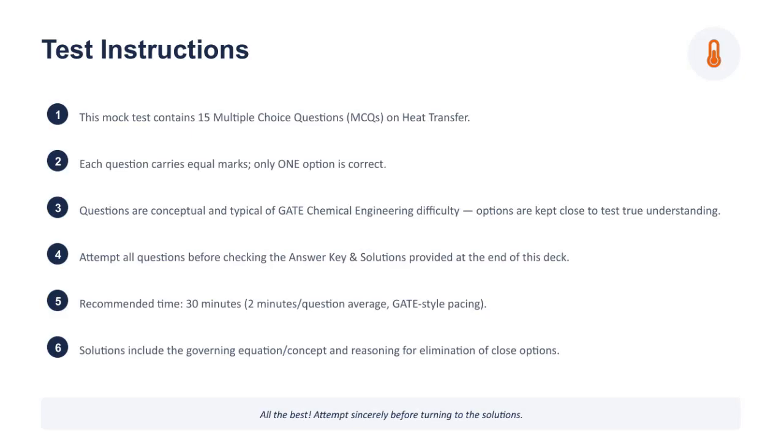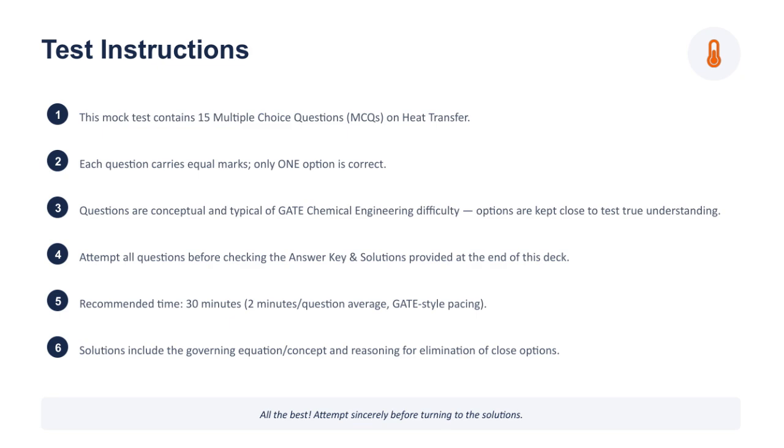This mock test consists of 15 multiple-choice questions focused on heat transfer. Each question is equally weighted, and only one answer is correct for each. The questions are designed to be conceptual and reflect the typical difficulty level of the GATE Chemical Engineering exam, with options carefully chosen to challenge your true understanding.